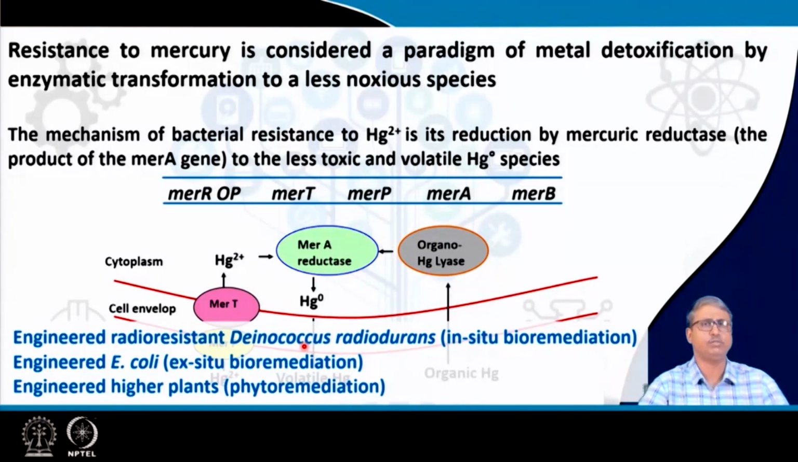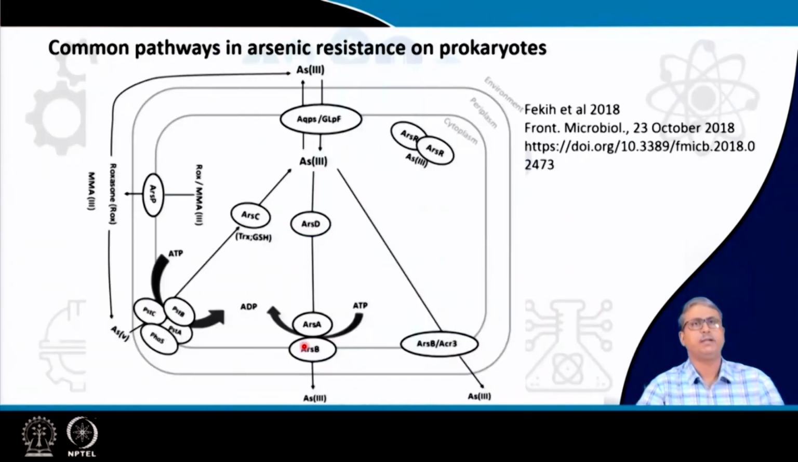So, the Deinococcus radiodurans is a natural bacterium which can withstand high amounts of ionizing radiation, and still when it is engineered in terms of mercury reduction, it is capable of reducing mercury as well. Now, with respect to arsenic, we find that there are a number of strategies. Arsenic is a very interesting metalloid for which we have two forms. One is arsenic 3, which is more toxic, and we have arsenic 5, which is less toxic.